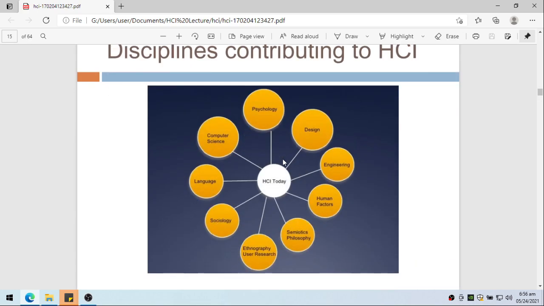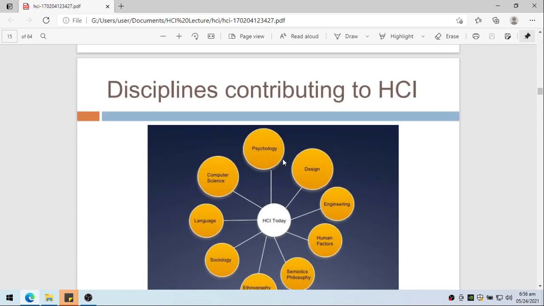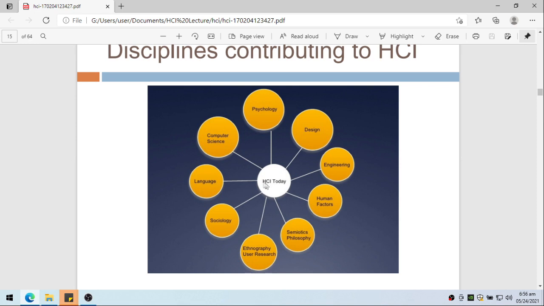If we dissect that further, HCI today will involve the following: psychology, as I've said, it involves human psychology, designing, engineering, human factors, semiotics, philosophy, ethnography, user research, sociology, language, and computer science. So more or less, our topics for this subject will cover some of these, if not all of these.